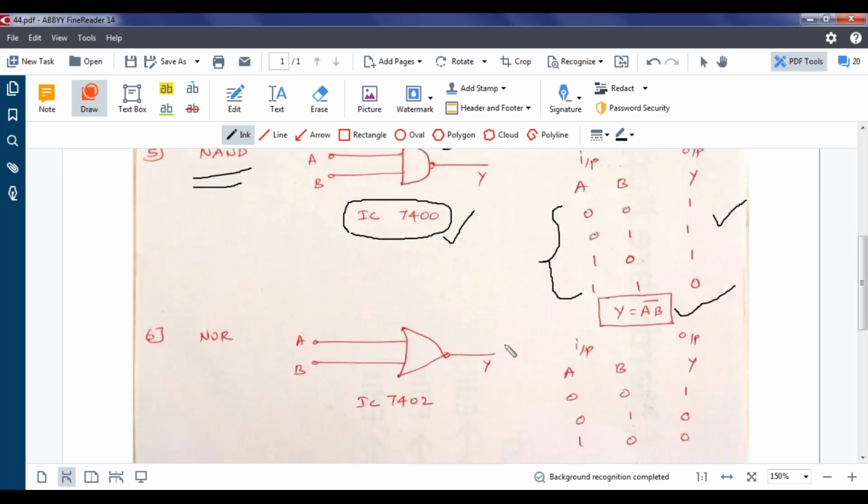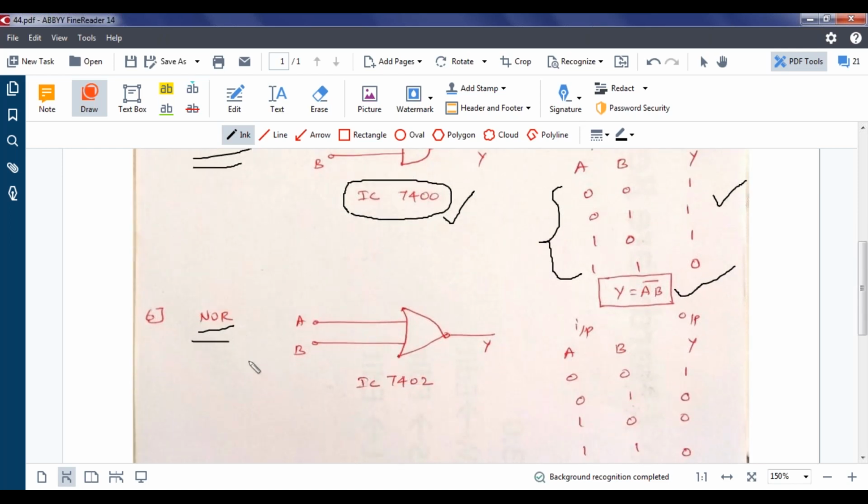Okay, fine. Next we are moving into NOR gate. So this is the symbol of the NOR gate. You have two inputs, capital A and capital B are your inputs, capital Y is your output, and the IC number is IC 7402. Please keep in mind or make a note: the IC number for NOR gate is IC 7402.